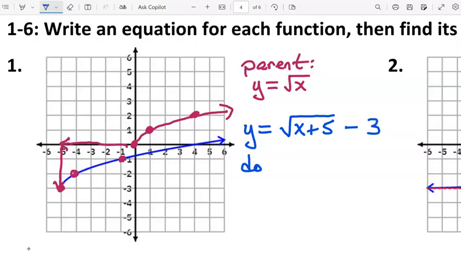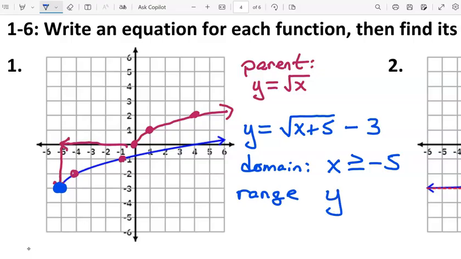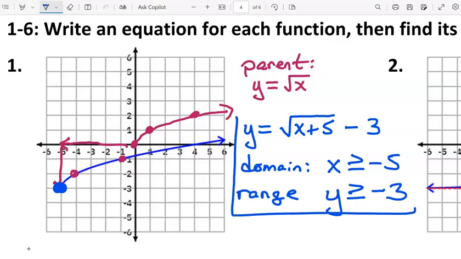And then the domain, if we look at the endpoint of the graph, the endpoint is at x equals -5. All other points are to the right, so x is greater than or equal to -5. And for the range, we can also look at that endpoint. That same endpoint has a y value of -3. All other y values are greater, so y is greater than or equal to -3 is the range of that transformed function.